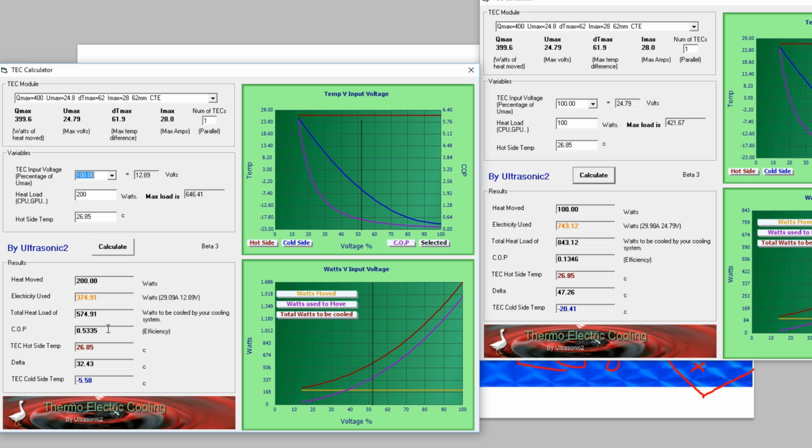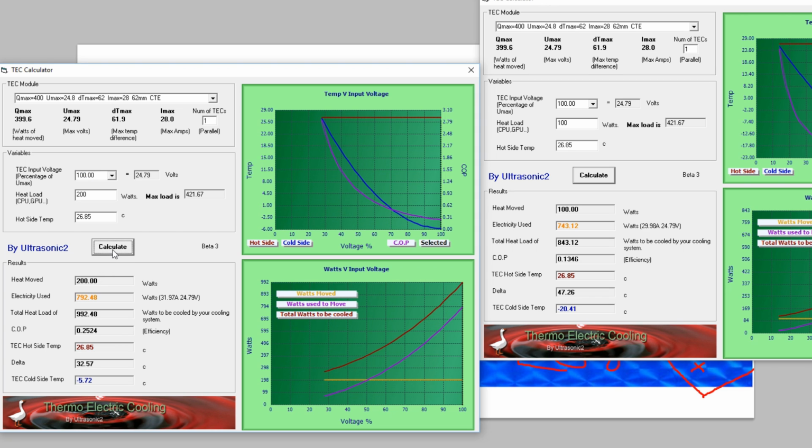So let's have a look at what will happen now. Okay, so we have the first stage trying to move 200 watts. And it is moving 200 watts. It's using 800 watts of electricity. And therefore the heat load is just under 1,000. Now we go to the second stage and we try and cool the first stage.